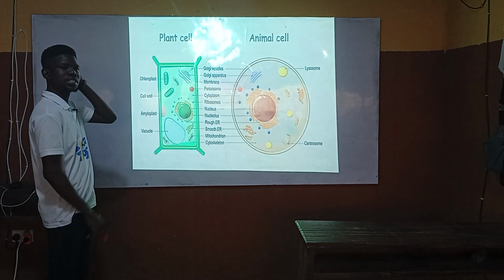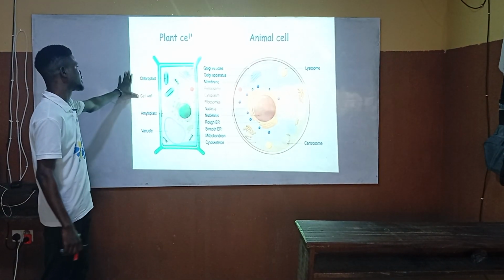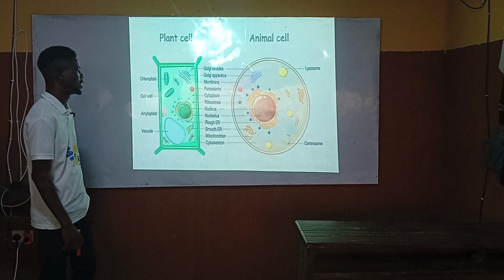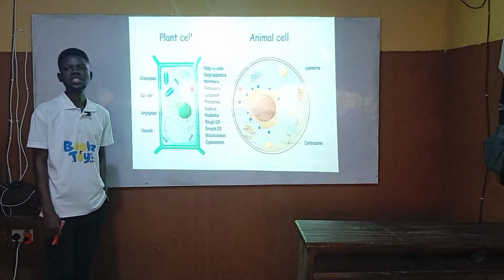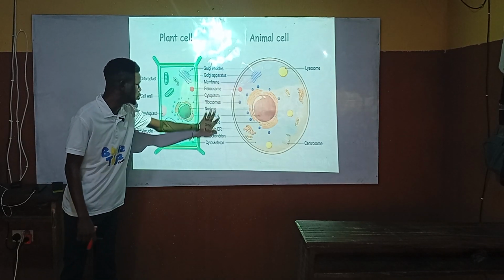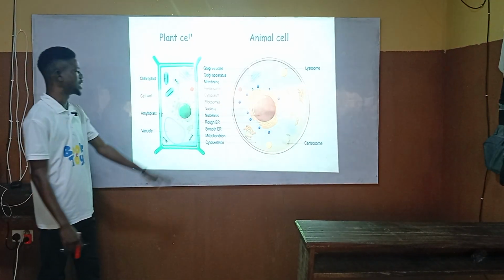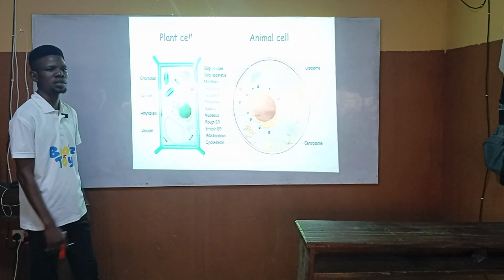Okay, so in today's class, we want to continue from where we stopped in the previous class by placing the plant cell and the animal cell side by side and looking at their differences. At the same time, we can still see what similarities. I think the organelles we have at the middle are the ones that are common to both animal and plant cells.